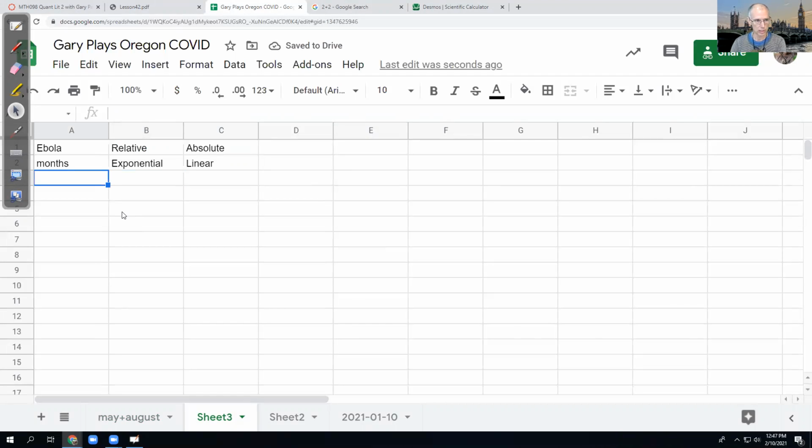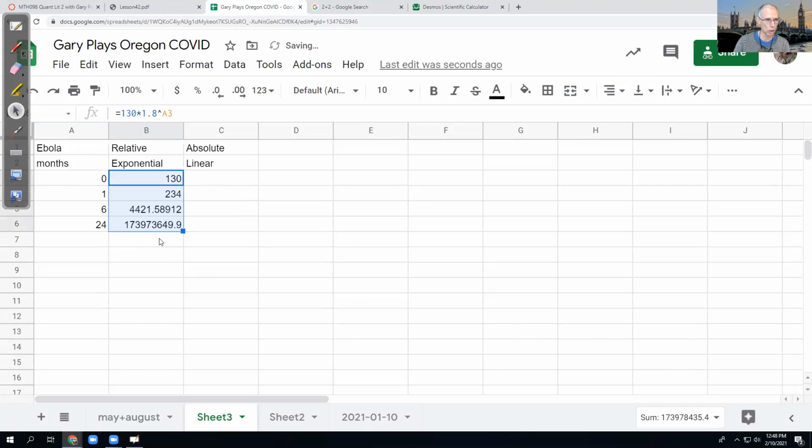From, I've got, let's see, 0, 1, 6, and was the other one 24 months later? And I'm just going to use the formula. So this one is 130 times 1.8 raised to the power of whatever number of months is next to me. I can fill that down. Whoa, 24 months later is a lot.